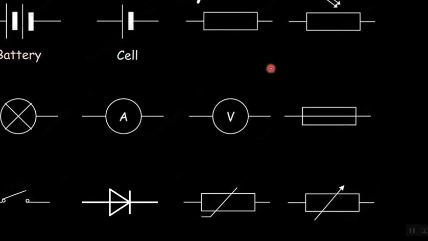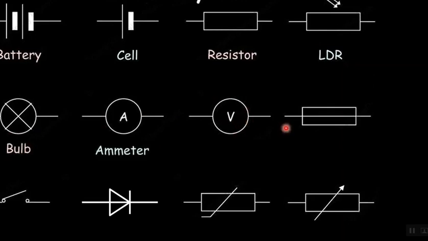The next symbol over here is the symbol for a resistor. The symbol over here is a special type of symbol. This arrow represents light, so it's a resistor that has something to do with light. We call it the LDR, the light dependent resistor. Okay, so here we have the typical symbol for a light bulb. This is the symbol for an ammeter. We've got the symbol for a voltmeter. This is what we would call an electrical fuse. Over here we have a switch, we have a diode here.